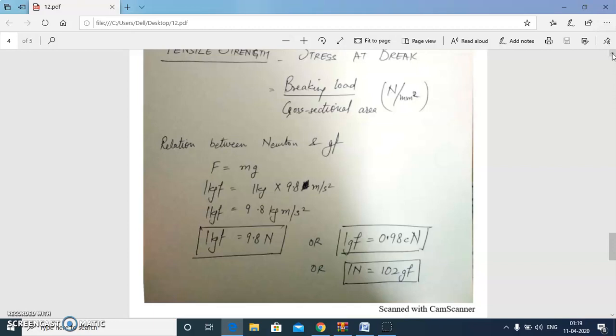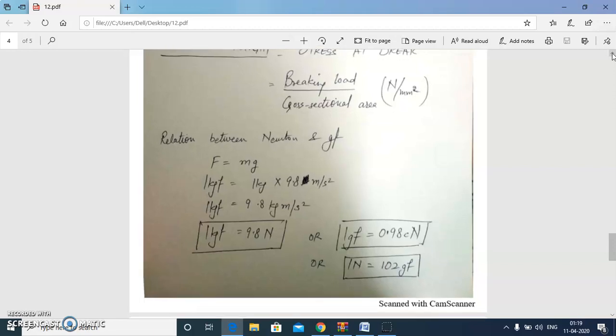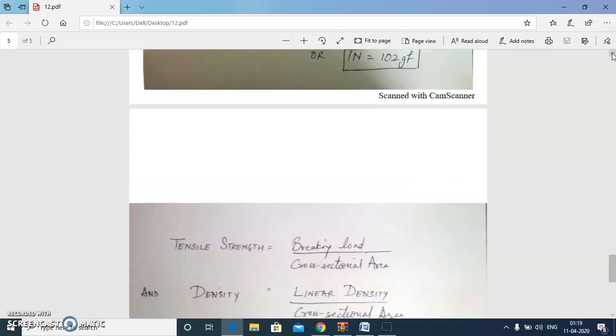Here we'll memorize one more relation, the relation between the units of kilogram force and Newton. We can understand here that F is equal to mg, so 1 kgf is the force required to lift the mass of 1 kg, and the acceleration due to gravity is 9.8 meter per second square. So 1 kgf is equal to 9.8 newtons, or in other words we can say 1 newton is equal to 102 gram force.